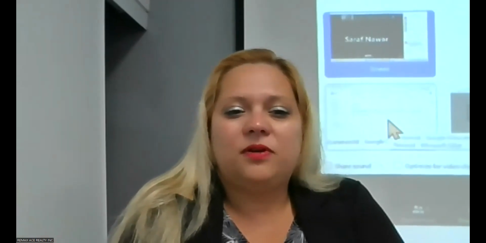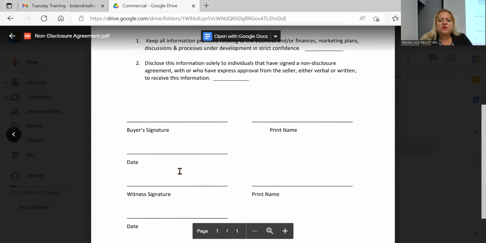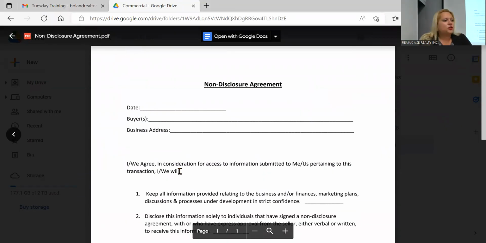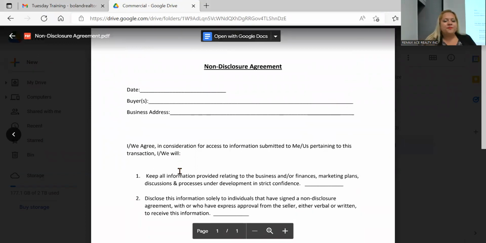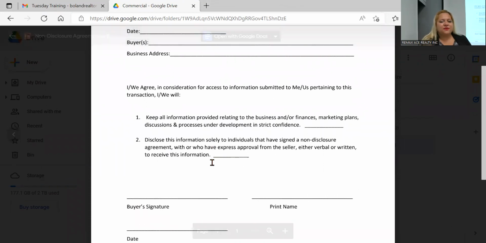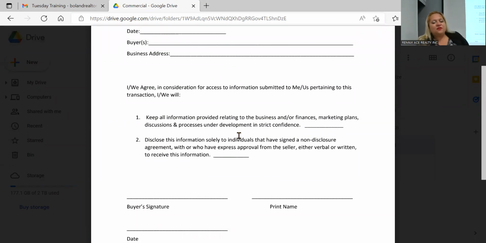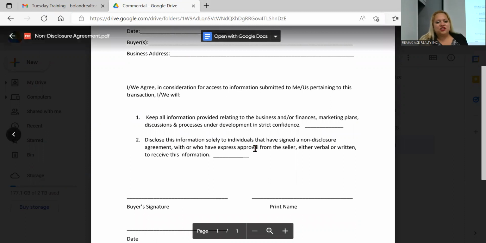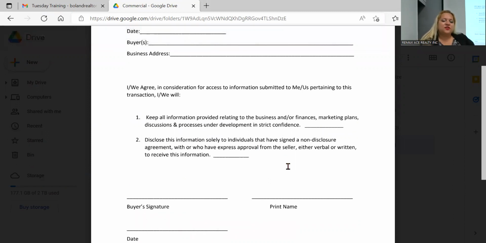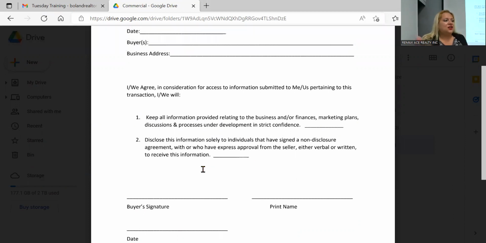So let me just open that up while we're talking about it right now. They usually have a non-disclosure agreement. This is one that I've drawn up personally to attach to any commercial listings I've had. It basically says, we, in consideration for access to information submitted to us pertaining to this transaction, will keep all information provided relating to the business, marketing plans, and discussions confidential, or disclose this information solely to individuals that have signed a non-disclosure agreement. It's basically just saying that you're going to keep everything private, because people are releasing these documents to you, right?